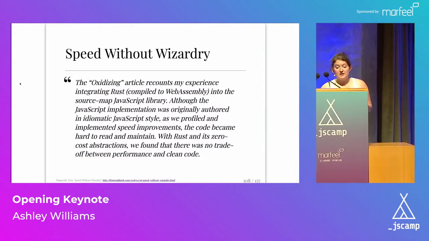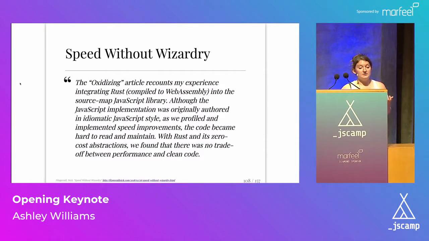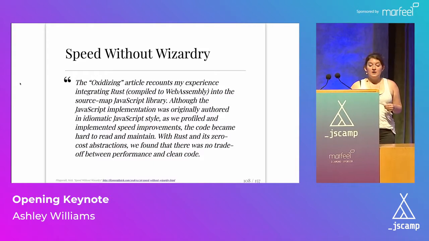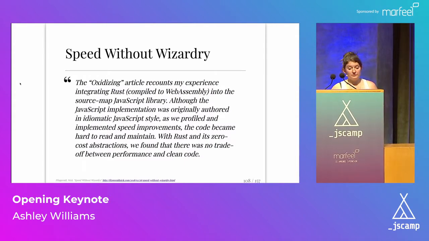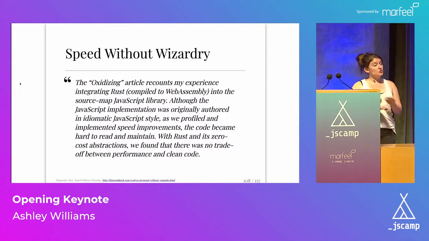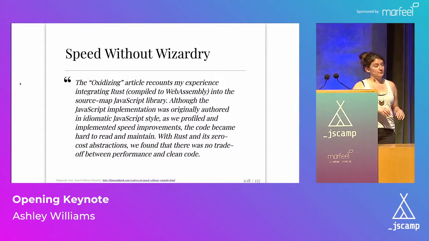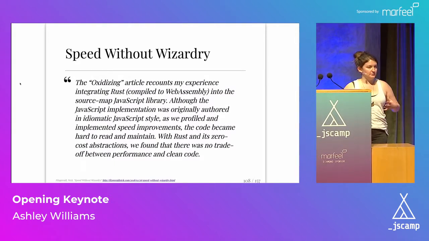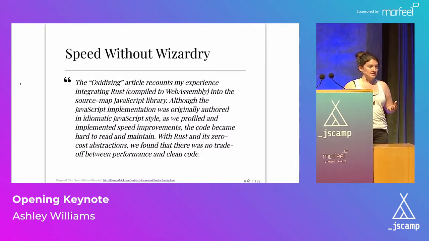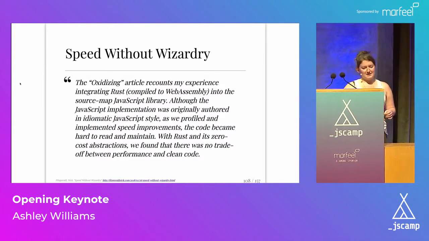So here Nick says, the oxidizing article recounts my experience integrating Rust compiled to WebAssembly into the source map JavaScript library. Although the JavaScript implementation was originally authored in idiomatic JavaScript style, as we profiled and implemented speed improvements, the code became hard to read and maintain. With Rust and its zero-cost abstractions, we found that there was no trade-off between performance and clean code. And so again, this comes down to this idea of developer experience. Making JavaScript fast is possible, but sometimes it's not that fun.